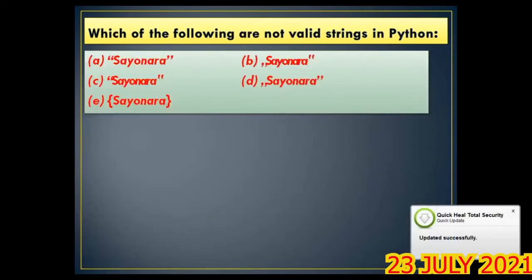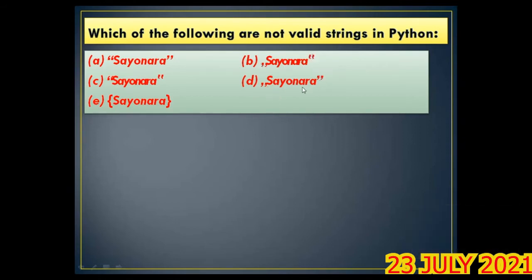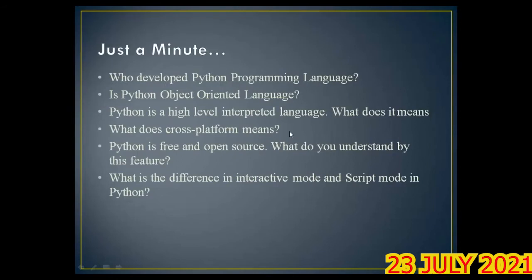Now, which of the following is not a valid string in Python? Can you tell me now? Yes, this is not, because two commas and a double quote are given, two commas and a double quote are given, two flower brackets are given. Here only opening quotes are given. Here are opening quotes and closing quotes. So other than A, B, C, D, E all are invalid strings.